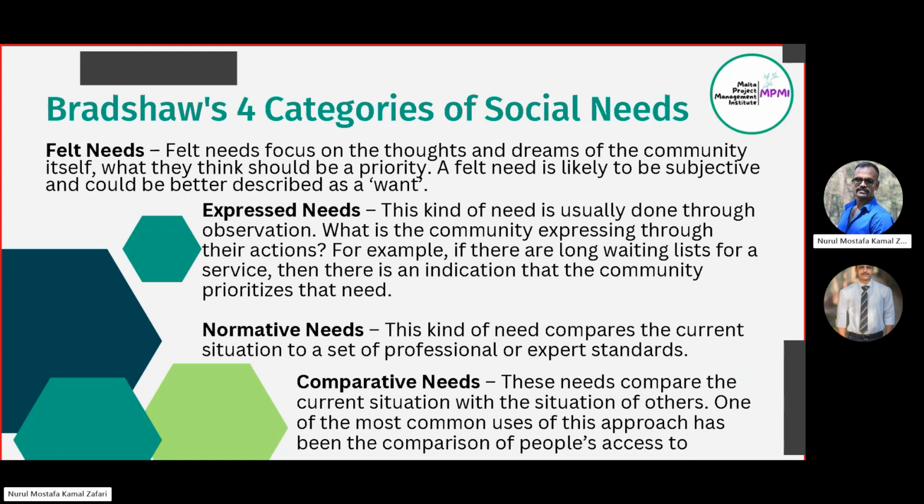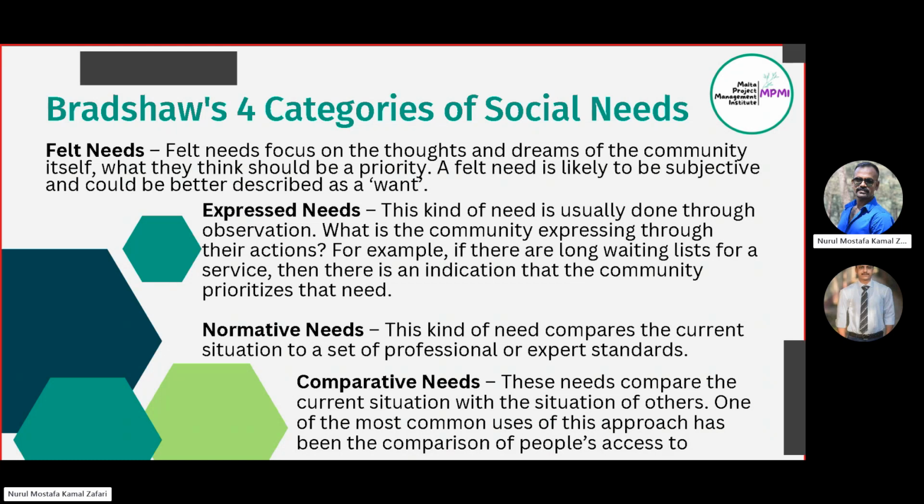Then expressed needs. One can get the insight of expressed need through observation. Means the community people don't talk about it directly, they don't use the lexicon and they don't discuss it, but if you observe the community, you can see it. For example, if you see a long line of people to collect water at a water point, it means there's an expressed need of water in that community.